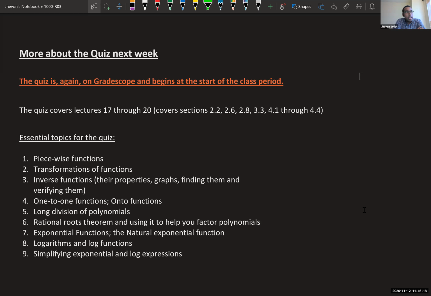One-to-one just means it passes the horizontal line test as well as the vertical line test. So all functions have to pass the vertical line test. But one-to-one functions will also pass a horizontal line test. So if you draw any horizontal line, it will only touch them at one point at most. So basically one-to-one just means each unique x value will have a unique y value.